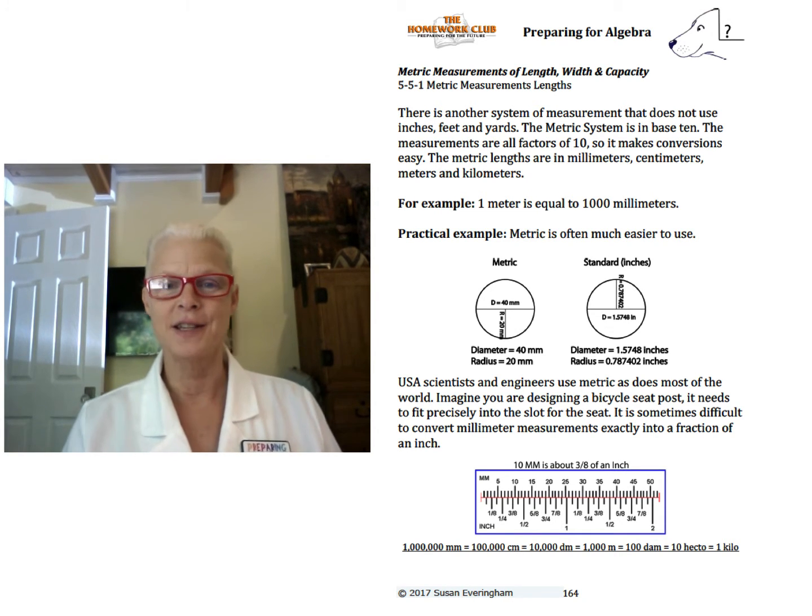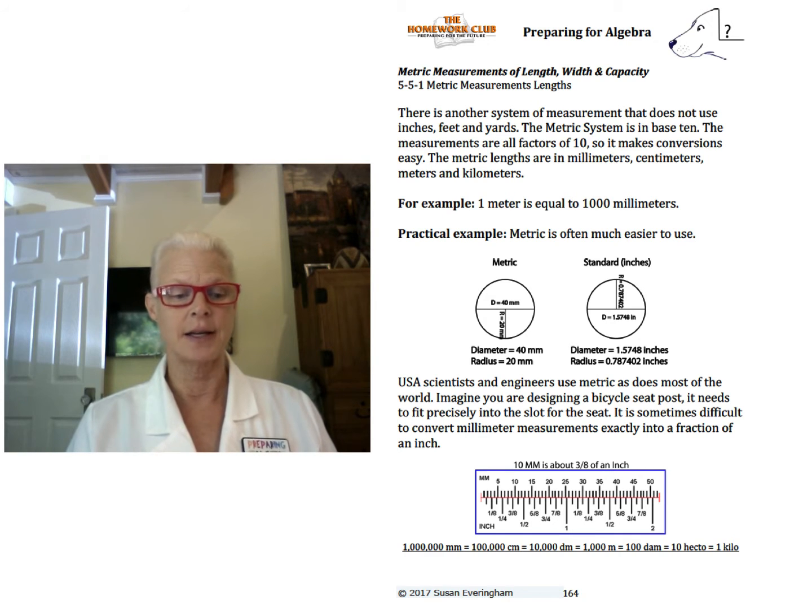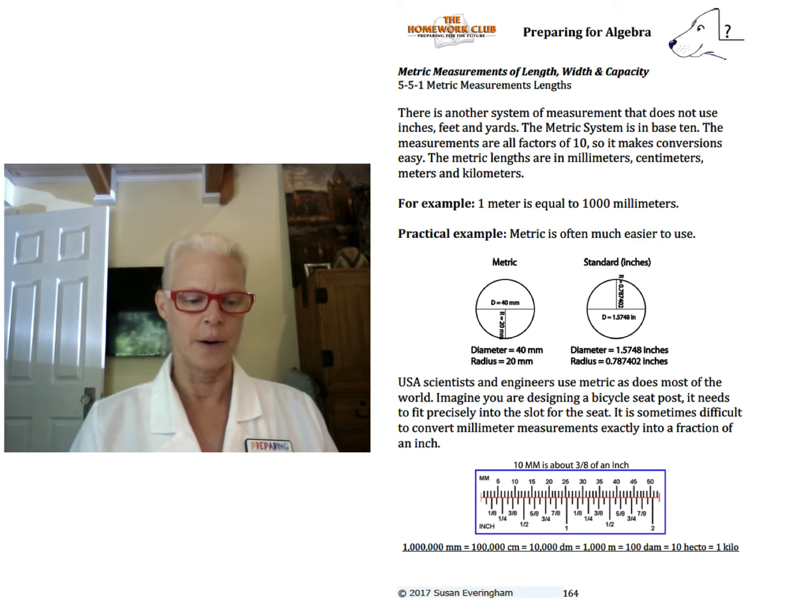Page 164, Preparing for Algebra. Welcome back. And we're now into metric measurements. This is another measurement that does not use inches, feet, or yards. It's the metric system, which is base 10. And this base 10 makes it very easy to convert one unit to another, larger or smaller.